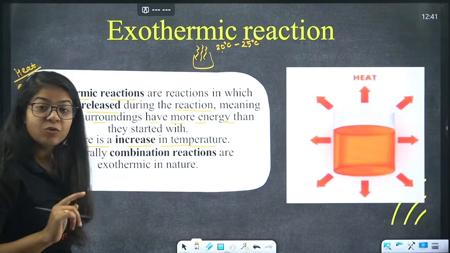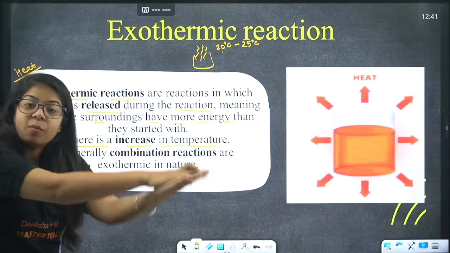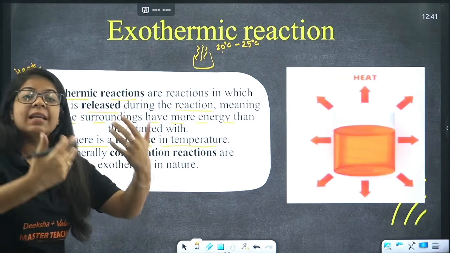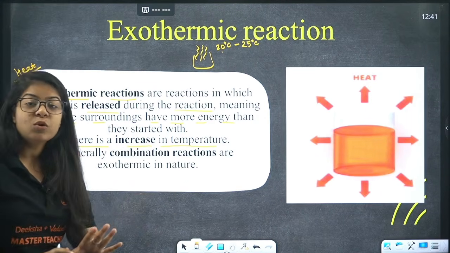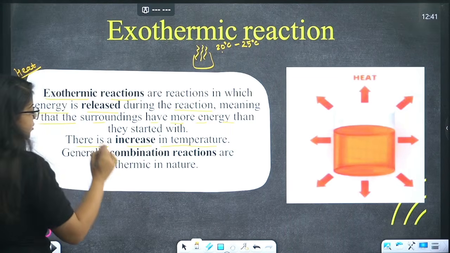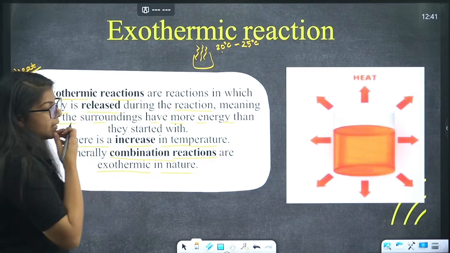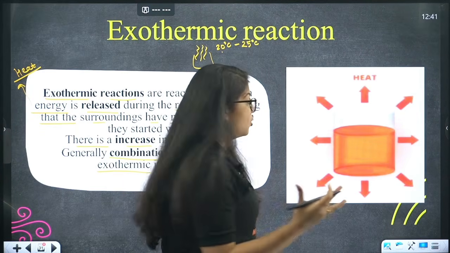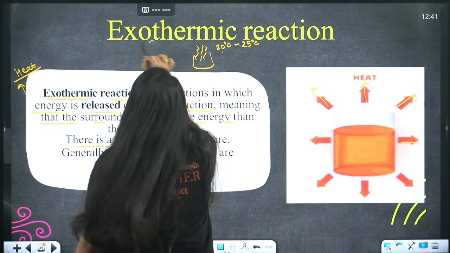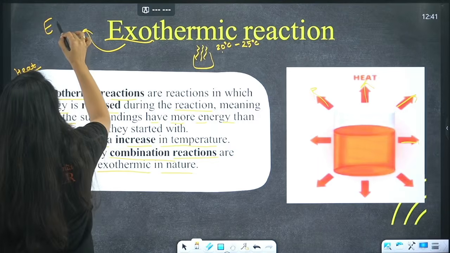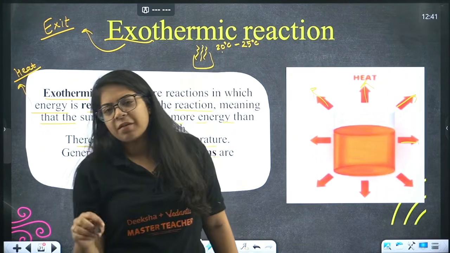And what did I tell you before? In combination reactions, when two or more reactants combine to form a single product, energy is released. So combination reactions are mostly exothermic. Generally, combination reactions are exothermic in nature. That means heat is coming out, exiting. The exo, you can remember as exit. So heat is exiting that system. That is called exothermic reaction.